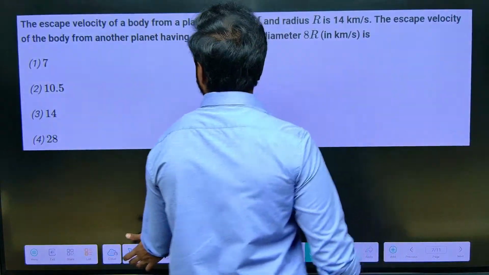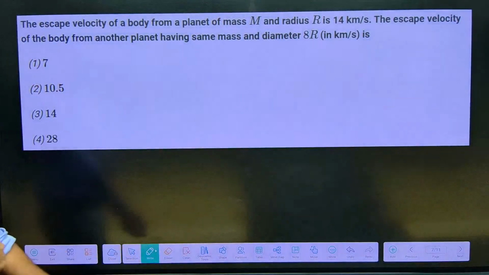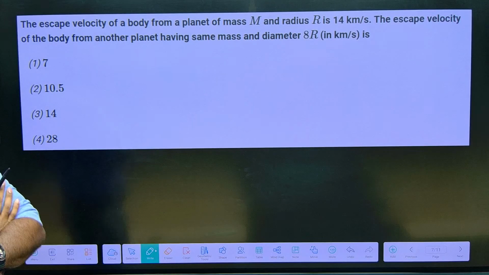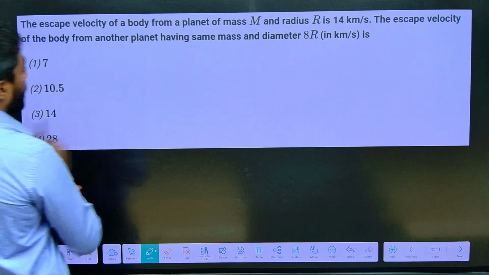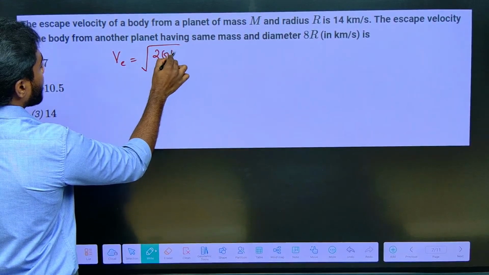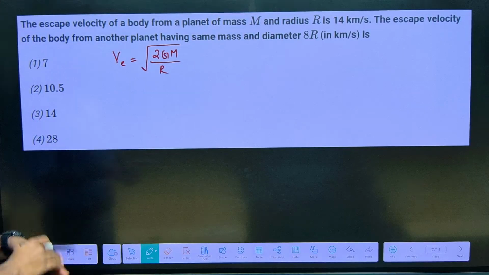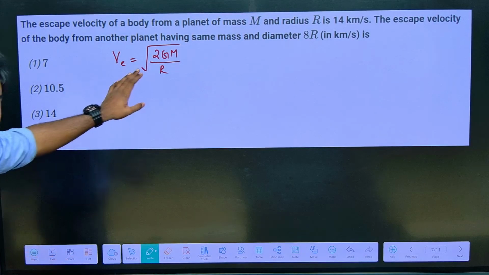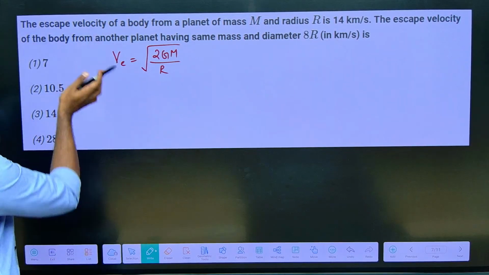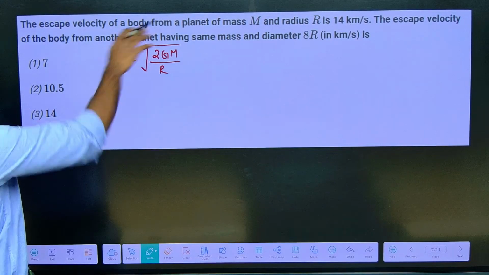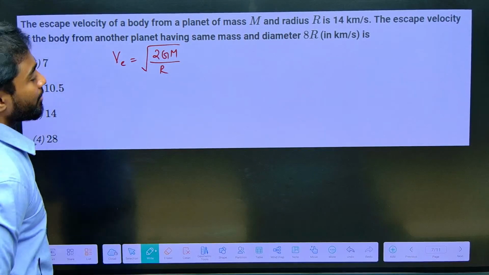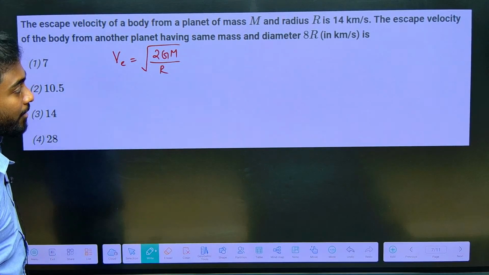Escape velocity from a planet of mass m and radius r is 14 kilometer per second. What is the escape velocity formula? V equals root over 2GM by r. Okay, this is the formula. I will write the condition of the planet they have given. Escape velocity of a body from another planet having the same mass but diameter 8r, they have given.